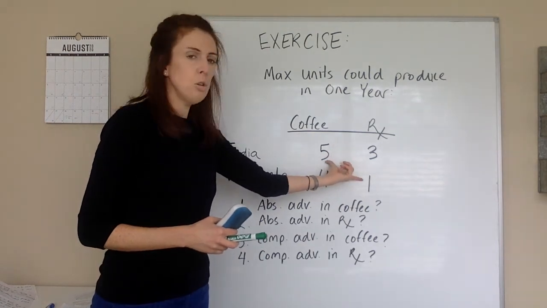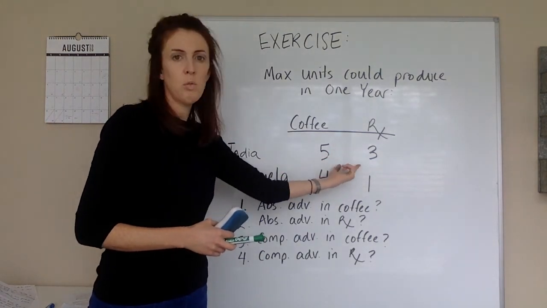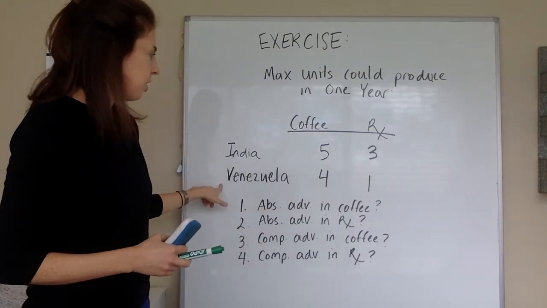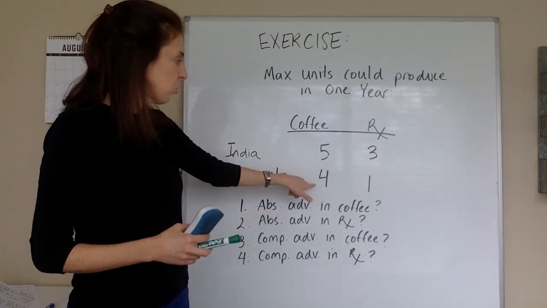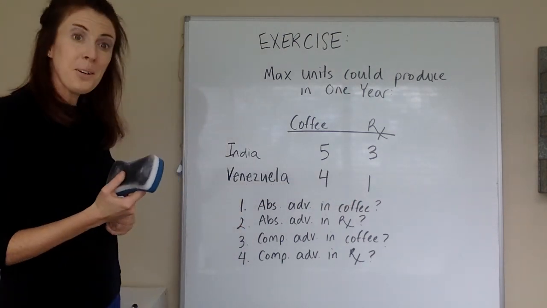So these are the two extremes of what would be possible for them to produce if they were just going to max out on the production of one of these two things. And a similar thing for Venezuela. Venezuela could make at most 4 units of coffee or 1 unit of prescription drugs. Okay, now the questions you have to answer.